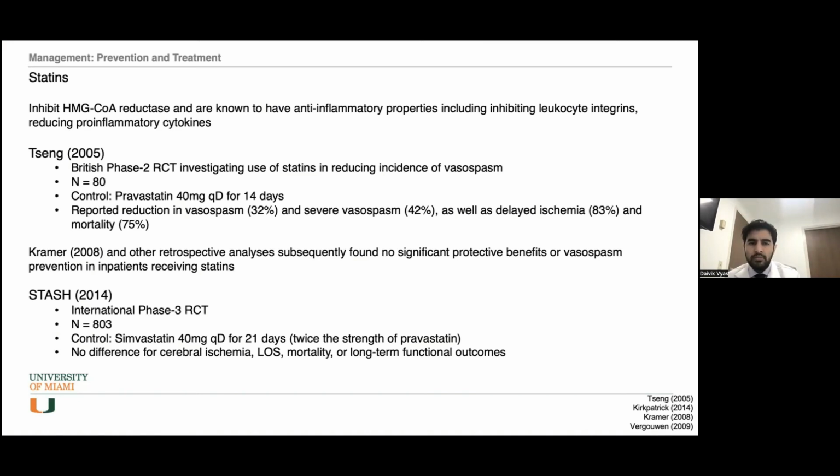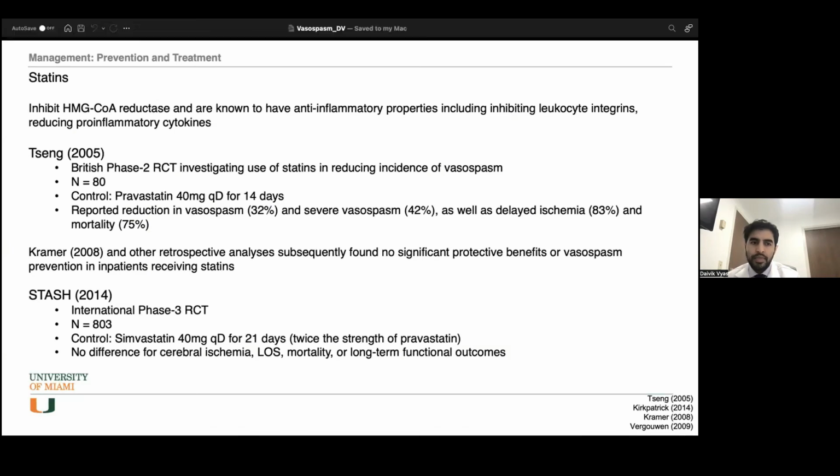And in 80 patients, they administered pravastatin 40 milligrams every day for 2 weeks. And they reported pretty significant reductions in vasospasm, both generally and for severe vasospasm, as well as delayed ischemic events. But subsequent analyses show that in retrospect, there was actually no significant protective benefit or vasospasm prevention that occurred in patients who received statin therapy.